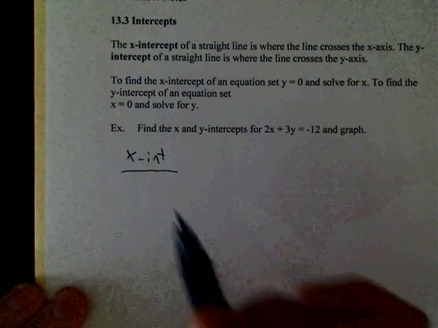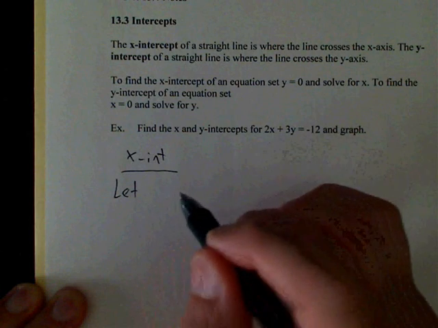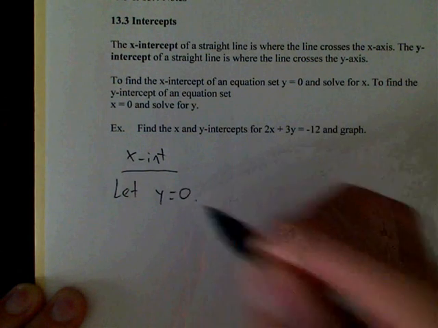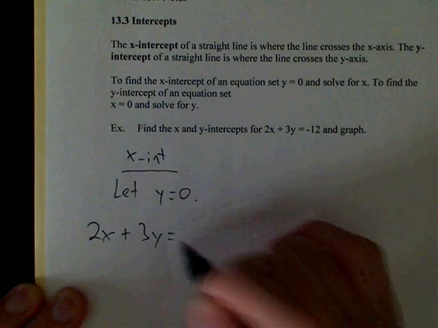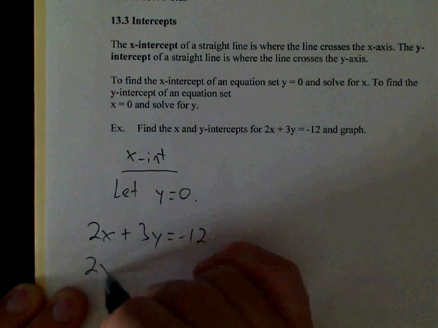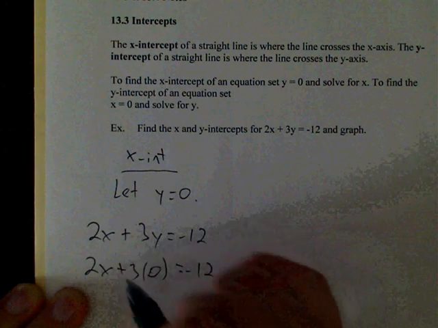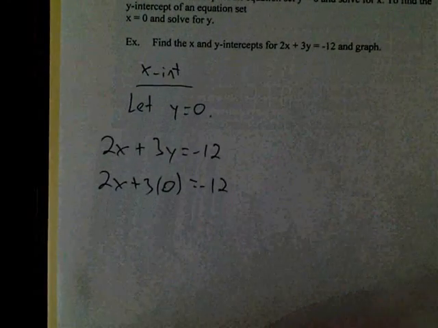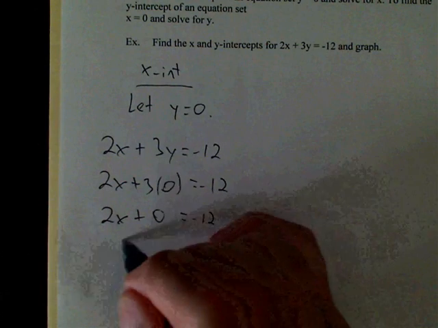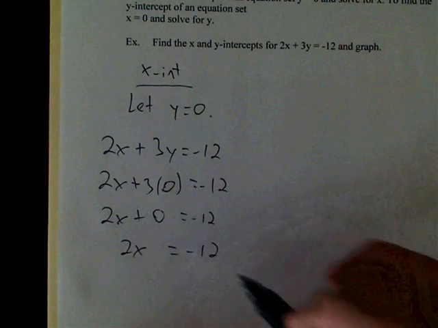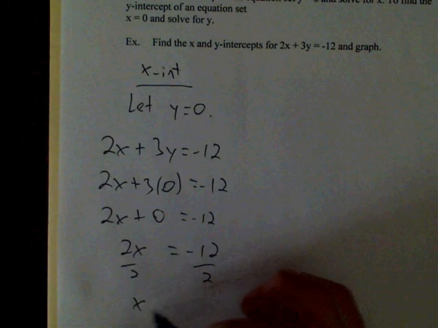So for the x-intercepts, since we want to know what the x value is, we're going to let y equal 0. So everywhere we have a y in our equation, let me write the equation down again, we're going to substitute it with 0. And then from there we're going to solve it as if it were any linear equation. We're going to multiply, and then we're going to add, which those aren't like terms because 2x plus 0 is 2x. And then we're going to divide by 2, and we're going to end up with x equals -6.